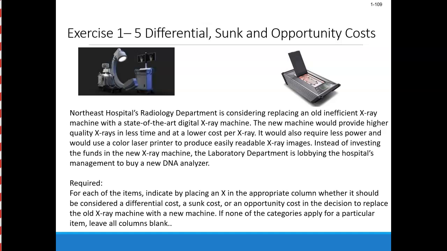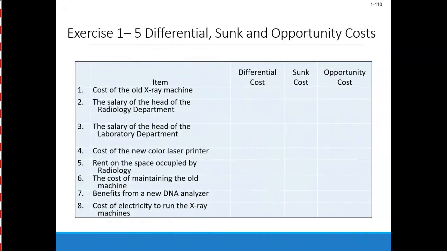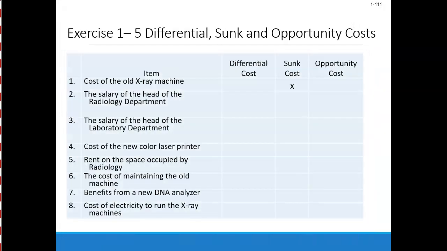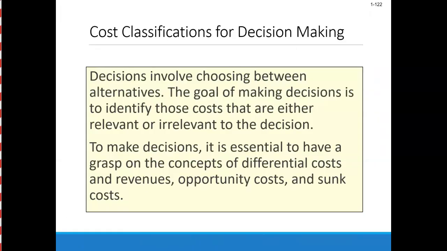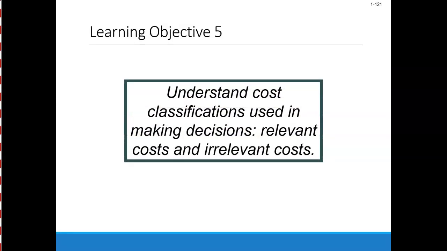Now we have all these other thoughts. We've got items called differential, items called sunk, and opportunity. I think I'm going to go back in a minute because we haven't discussed this yet. Okay, so let me go here and then look here.